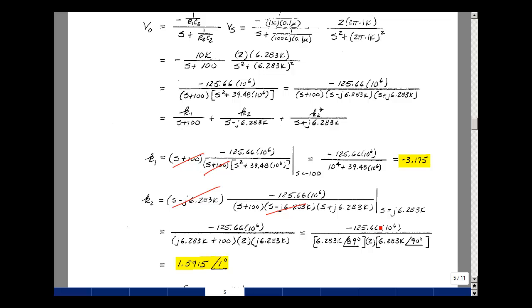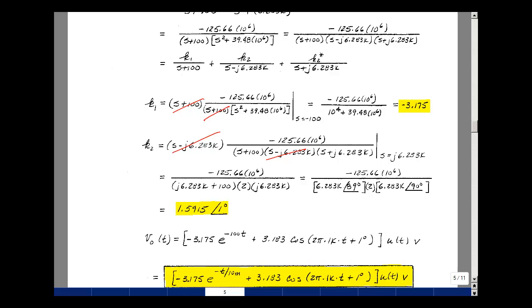Okay, so take the magnitude of the numerator divided by the magnitude of the denominator, get 1.5915. The angle of the numerator is equal to 180 degrees, and I'm going to subtract the denominator, which is also very close to 180 degrees, and so I get very close to that, just equal to 1 degree. So a very small error.